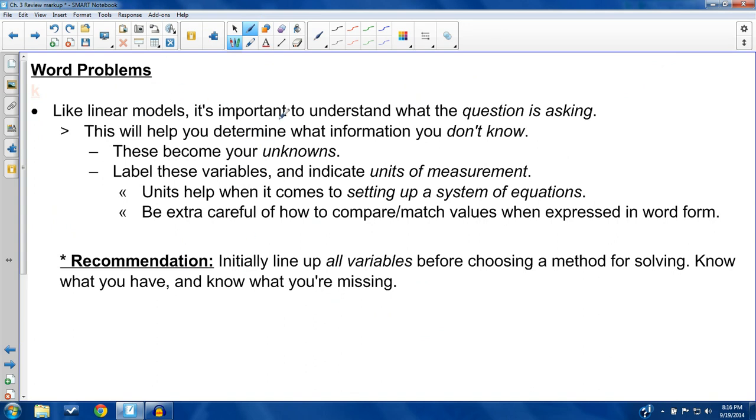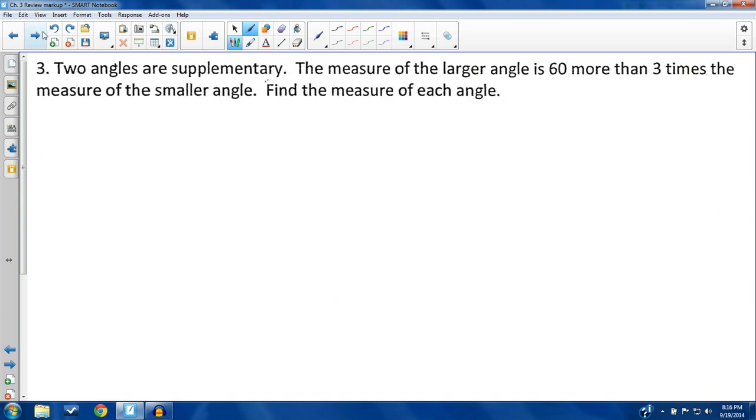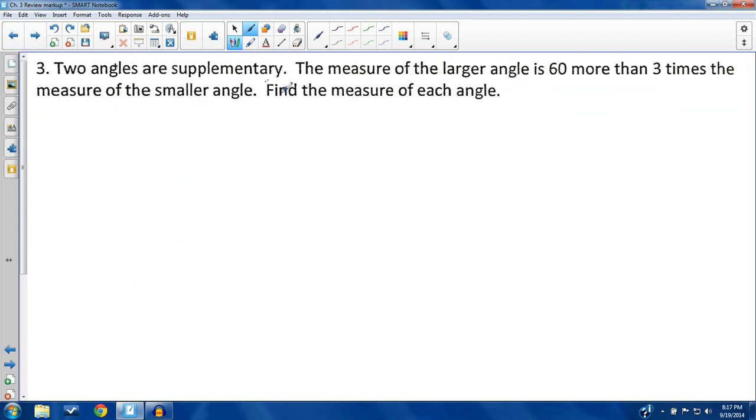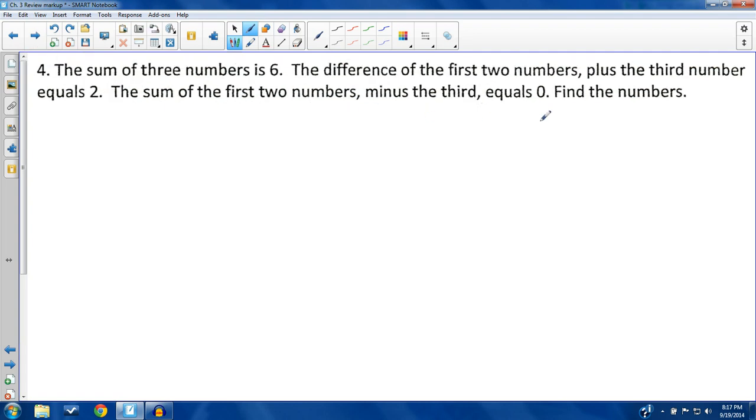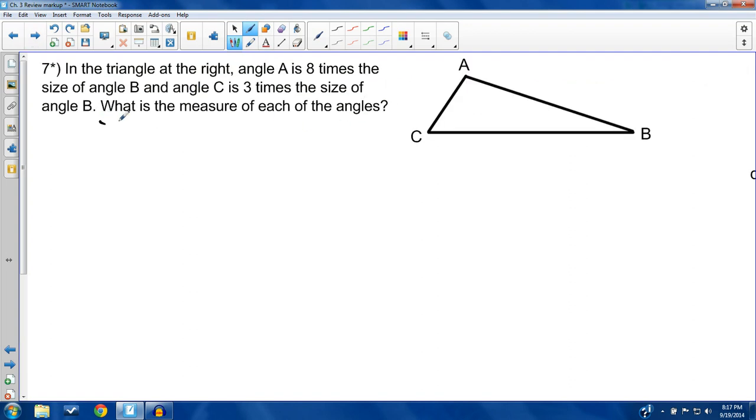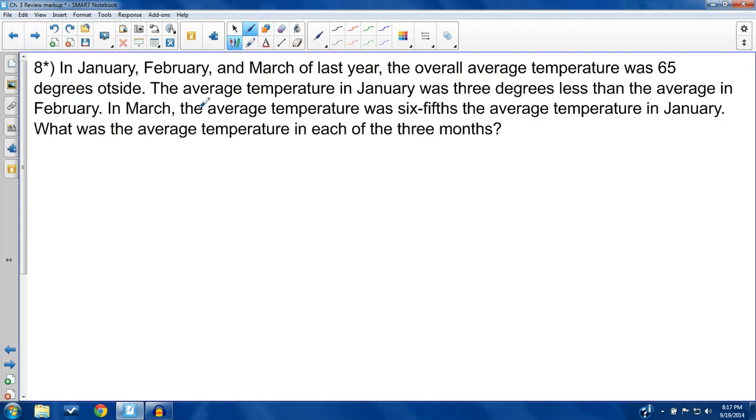Like linear models, it's important to understand what the question is asking. So you're going to look at 5 word problems here. 1, 2, 3, 4, 5. The question is always at the end, or so it seems. Like this. Find the measure of each angle. I need to know what the measures of the angles are. I don't know that. Find the numbers. Obviously, these aren't questions, but find the angle measures. What is the measure of each of the angles?